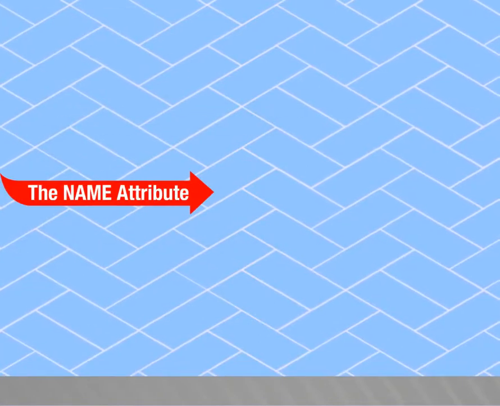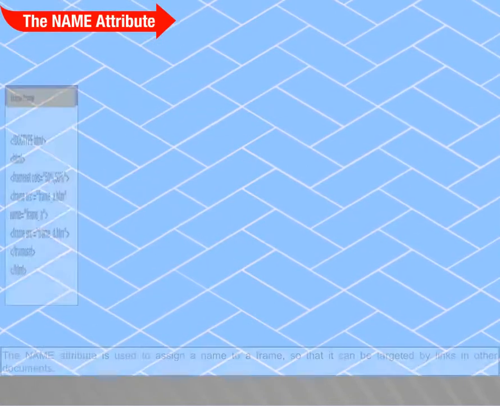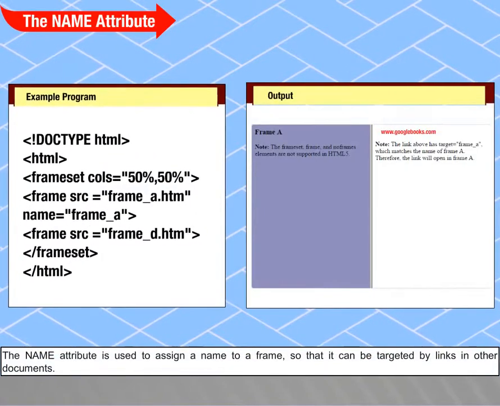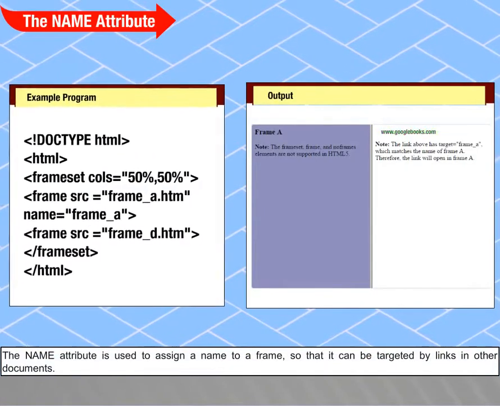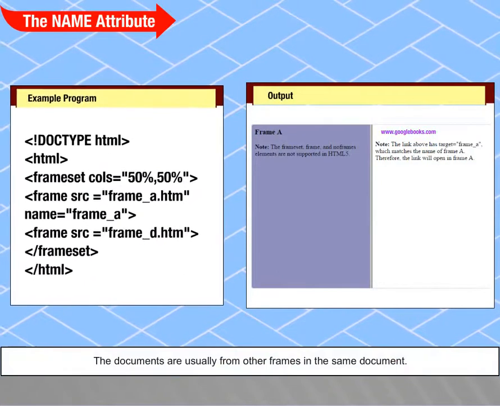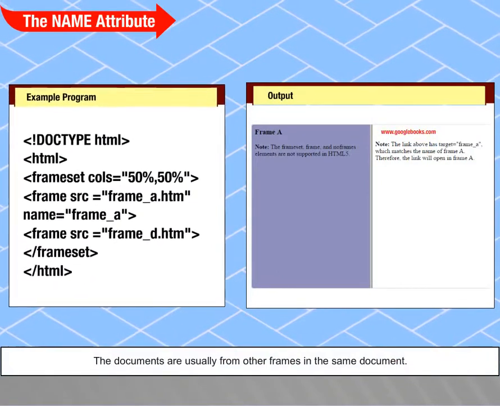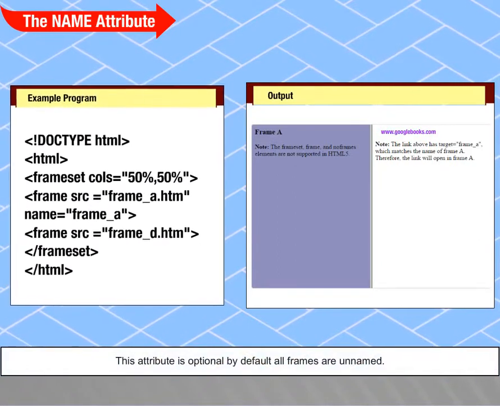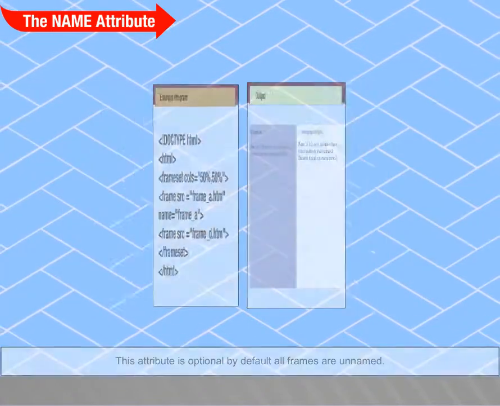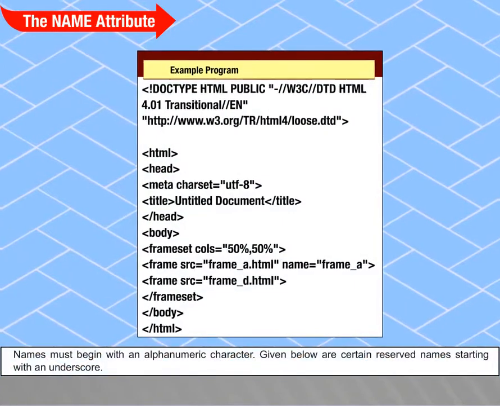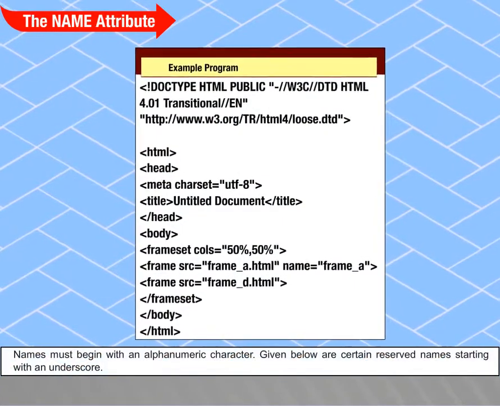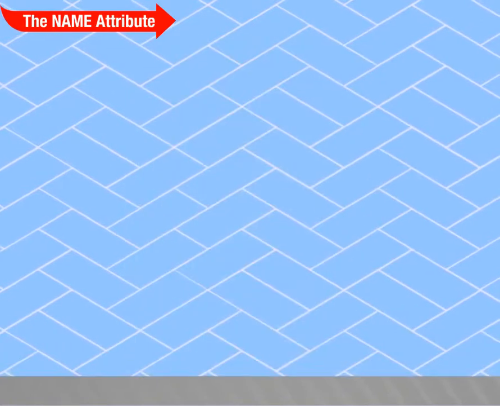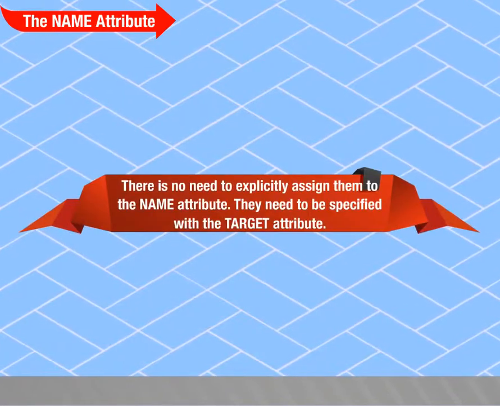The name attribute. The name attribute is used to assign a name to a frame so that it can be targeted by links in other documents. The documents are usually from other frames in the same document. This attribute is optional. By default, all frames are unnamed. Names must begin with an alphanumeric character or certain reserved names starting with an underscore.